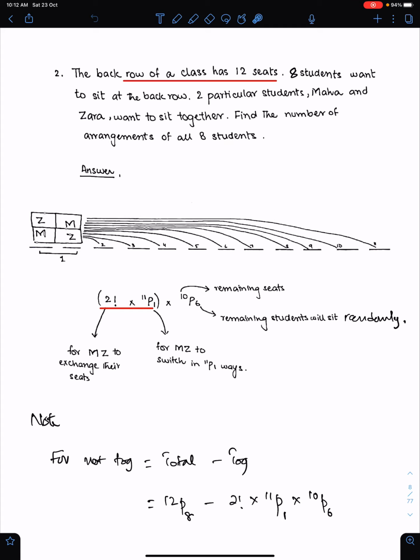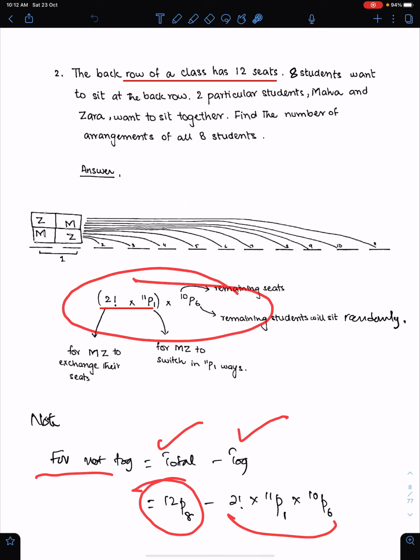What if the question is M and Z are not together? Then you have to use this formula: for not together, total minus together. So total is 12P8 and together is this.